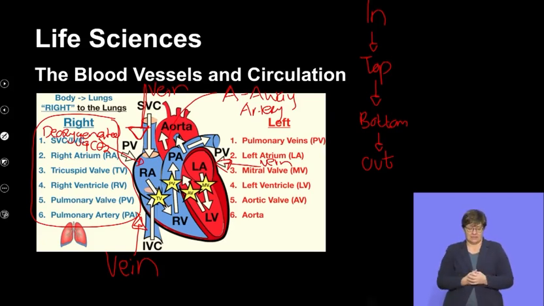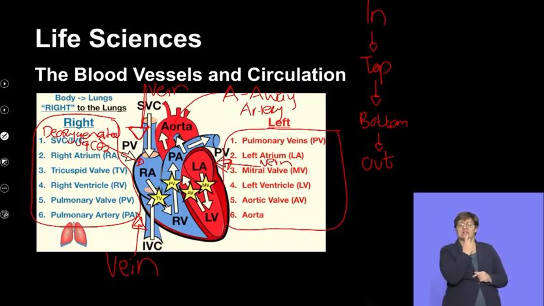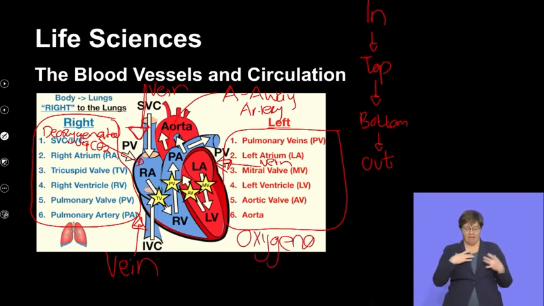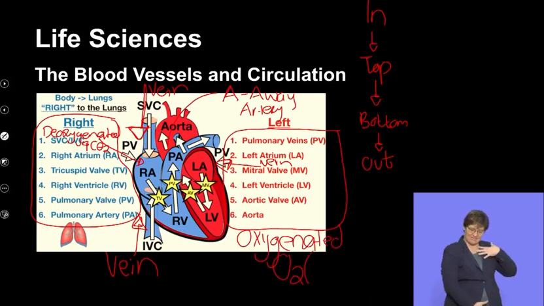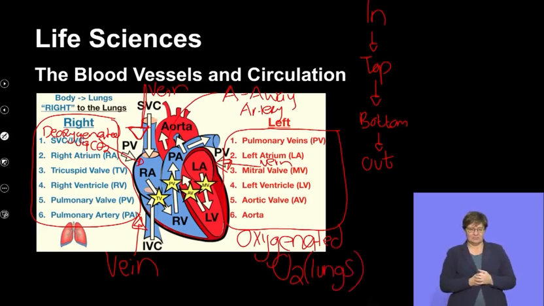You will notice on the left-hand side, we often use red. And what does red tell us? Red tells us that it's oxygenated blood. What do we mean by oxygenated? We mean that the blood is rich in oxygen. So where has it come from? The lungs. So when we look at the blood vessels and the circulation, what are we looking at?